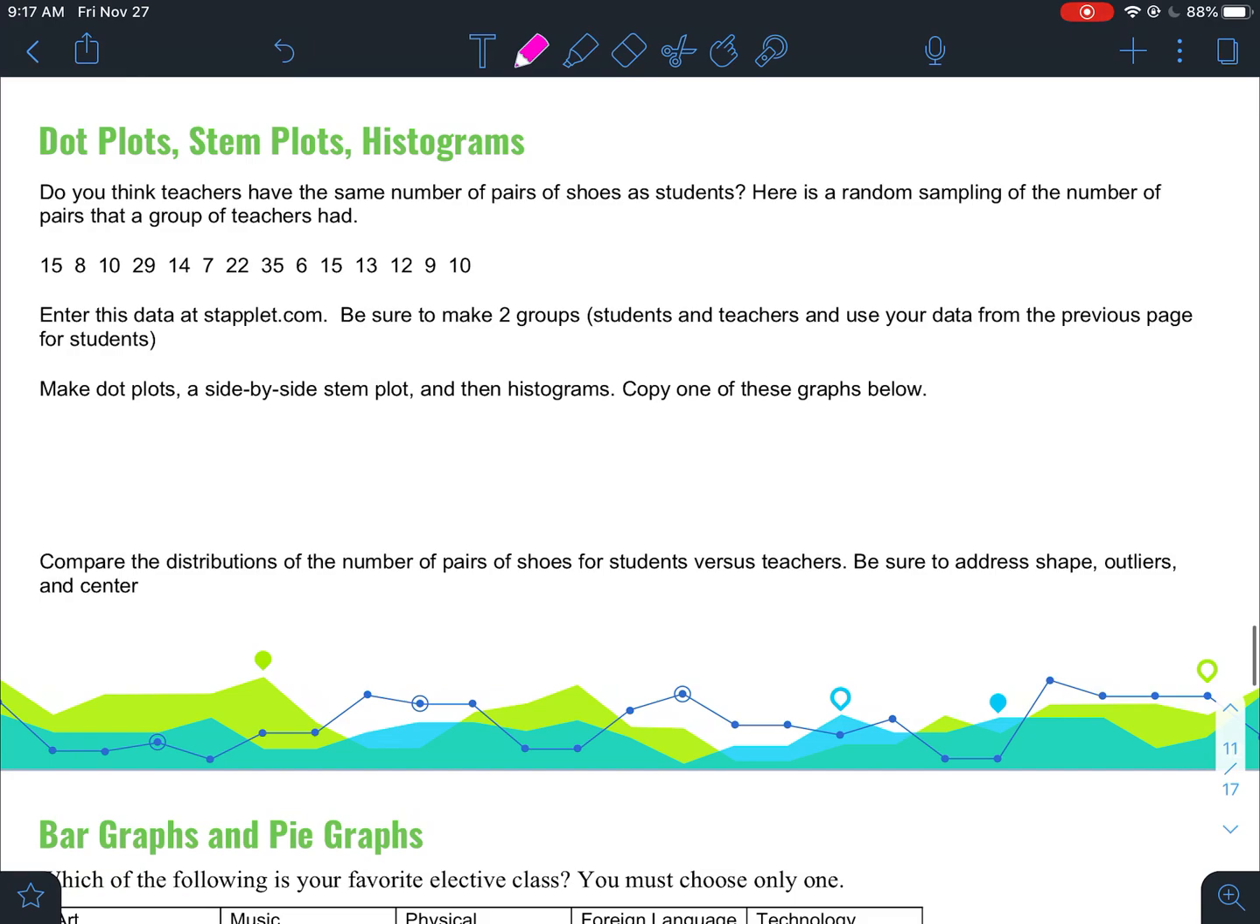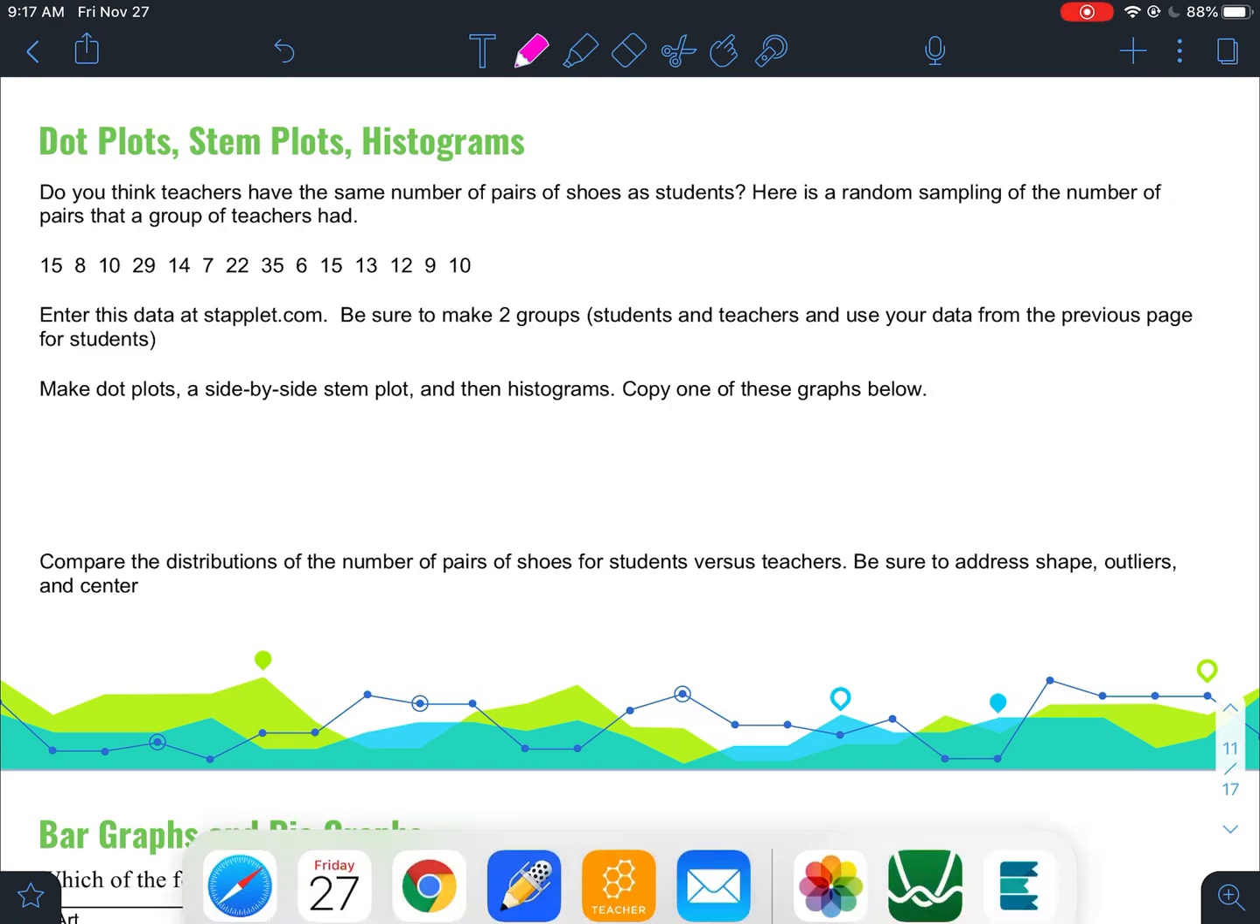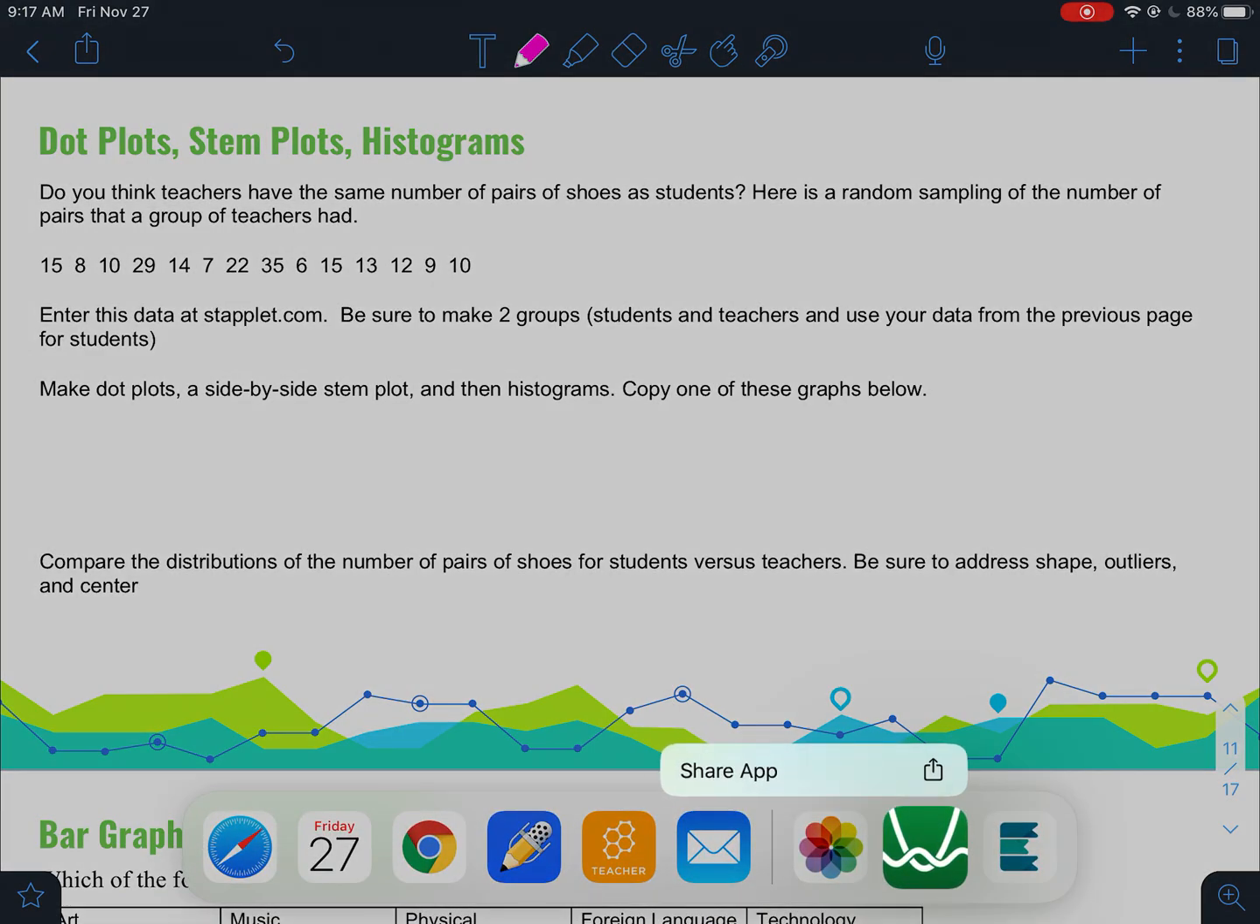All right. So, do you think teachers have the same number of pairs of shoes as students? Here's a random sampling of the number of pairs that a group of teachers had. So 15, 8, 10, 29, 14, 7, 22, 35, 6, 15, 13, 12, 9, and 10. So now we're going to enter this data on our same website, but this time we're going to enter this data with the student data that we had before and the teacher data. And then we're going to make side-by-side data comparisons of the two.